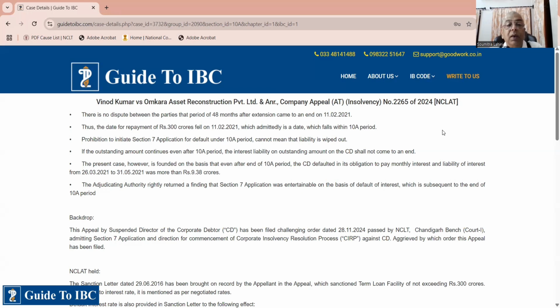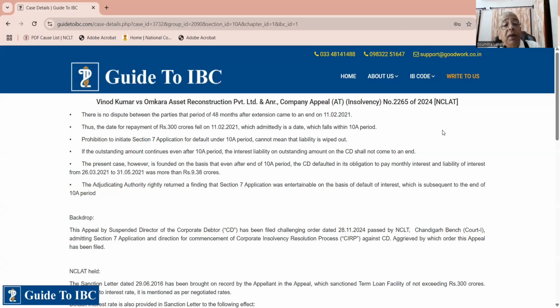there is no dispute between the parties that the period of 48 months after extension came to an end on 11-2021. Thus, the date of repayment of 300 crores fell on 11-2021, which admittedly is a debt which falls within the 10A period. The prohibition to initiate Section 7 application for default under Section 10A period cannot mean that the liability is waived. If the outstanding amount continues even after the 10A period, the interest liability on the outstanding amount of the CD shall not come to an end. The interest will accrue.